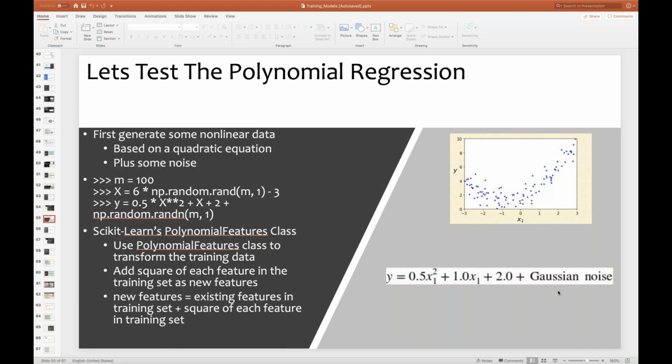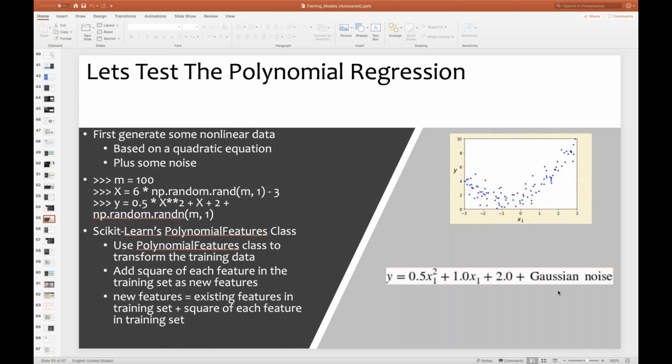Now, when you're talking about polynomial regression, simply use Scikit-learn's polynomial features class. Use polynomial features to transform the training data. Perfect. Add squares of each feature in the training set as new features. Perfect. New features equal existing features in the training set plus the square of each feature in the training set. This is the important implementation you need to understand. Again, guys, use the polynomial features class to transform the training data. As simple as it explains. Add the square of each feature in the training set as new features.